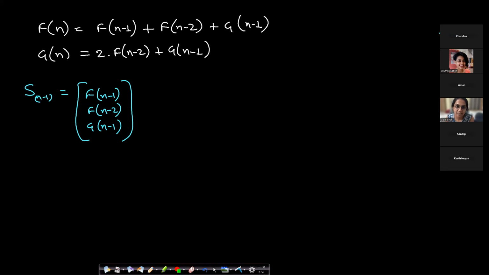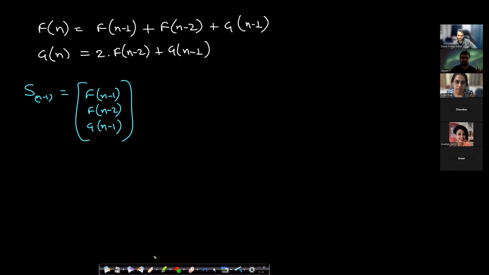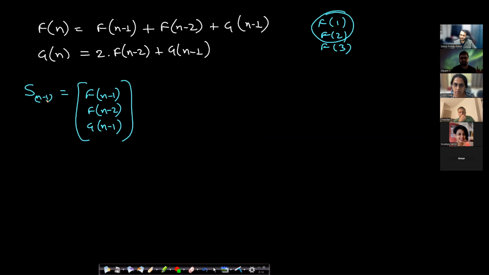Yes, sir. So here, for f of n minus 2, you suggested that there will be a plus 3. So are we planning to put the f of n minus 1 value in place of f of n minus 2? Yeah, so we will do it for the base case, like find f of 1, f of 2, f of 3. Because how many states do we need? I think we need only 2 state transitions. So f of 1, f of 2 will go to the s of n minus 1 state, and f of 3 will go to the resultant state, and then I can find the magic matrix.